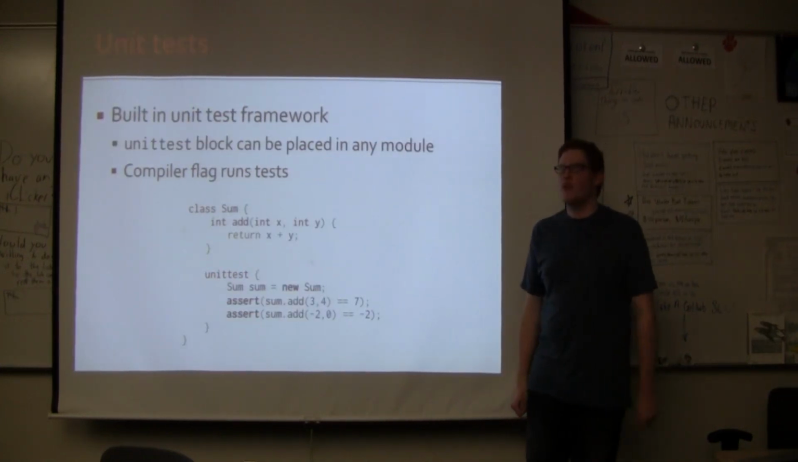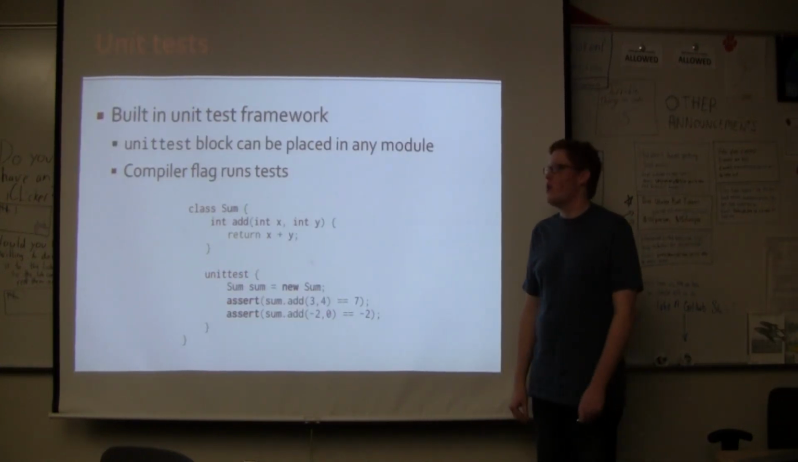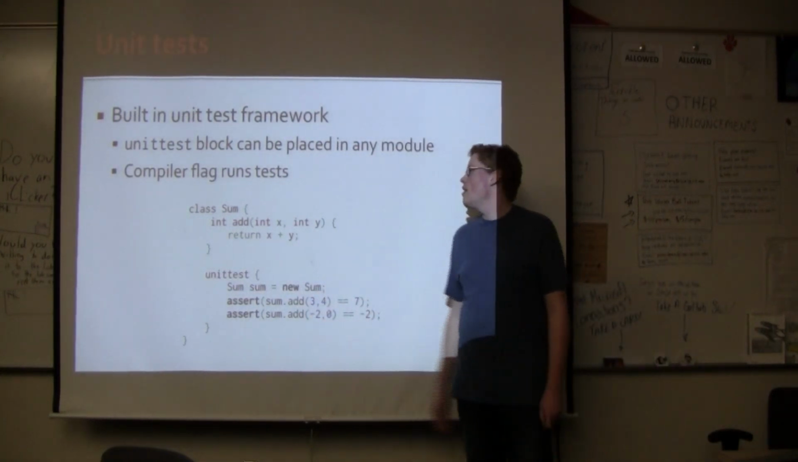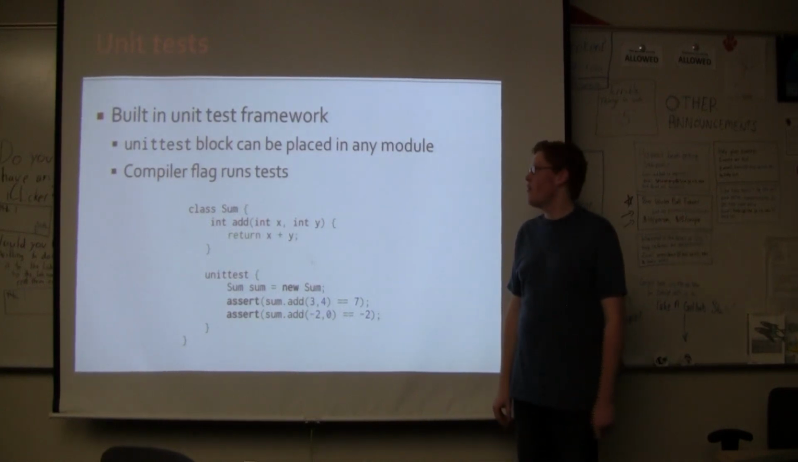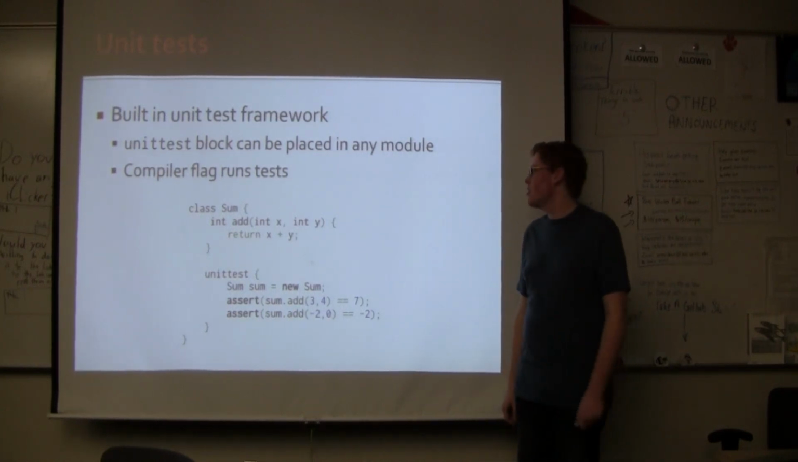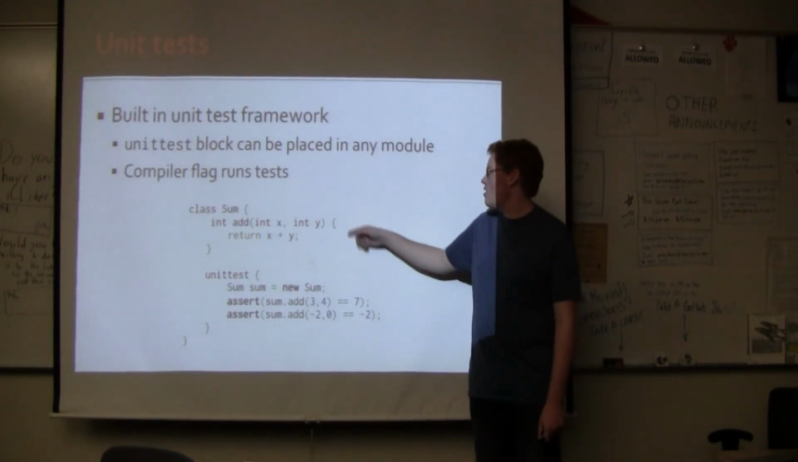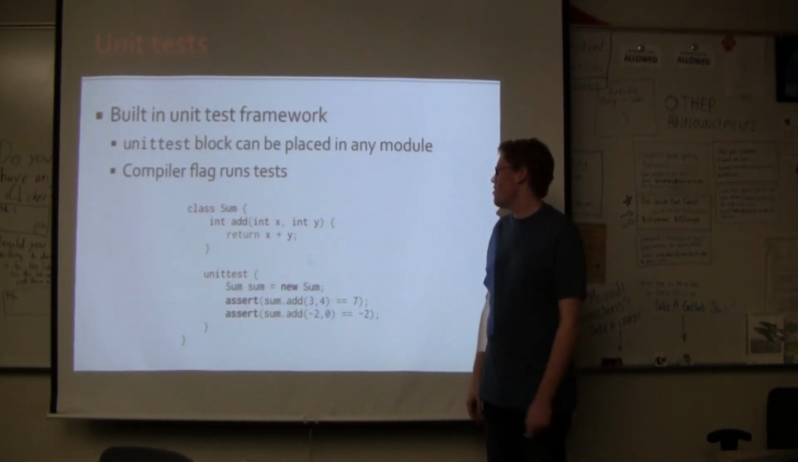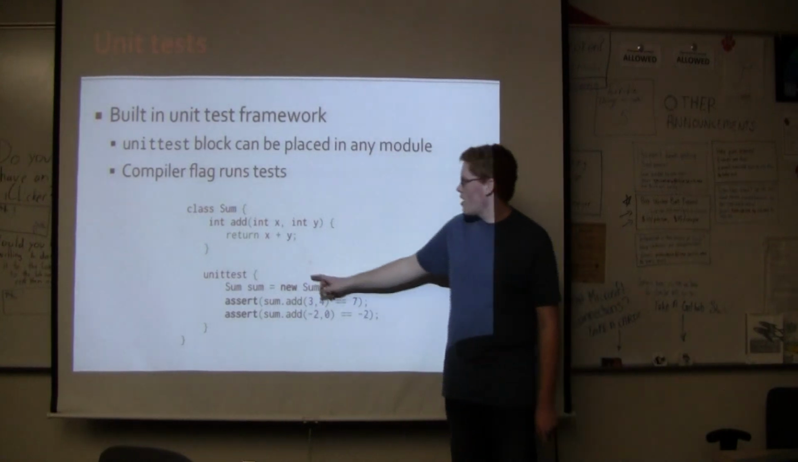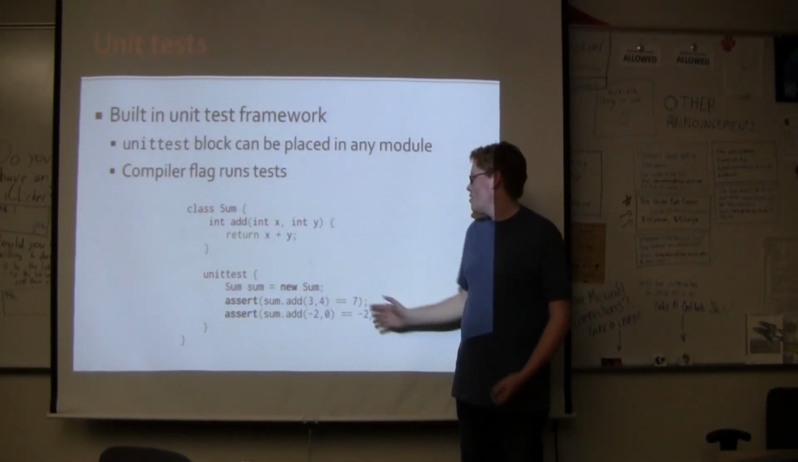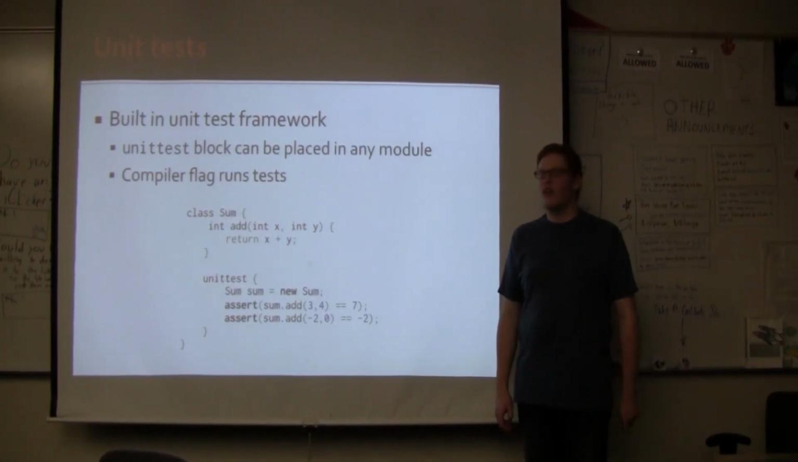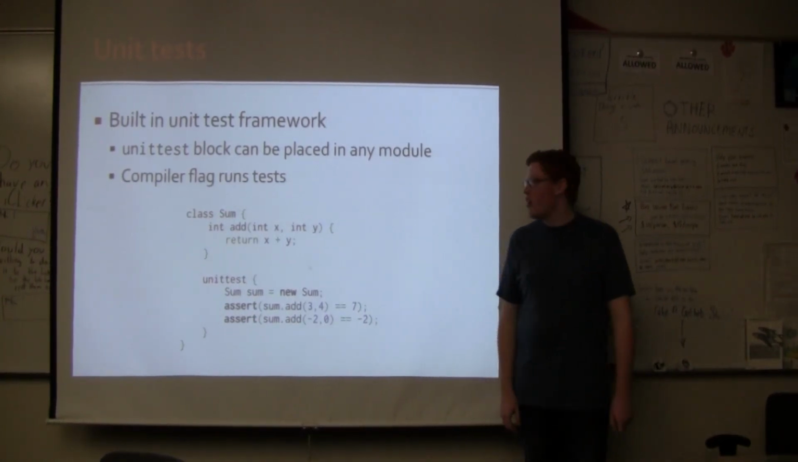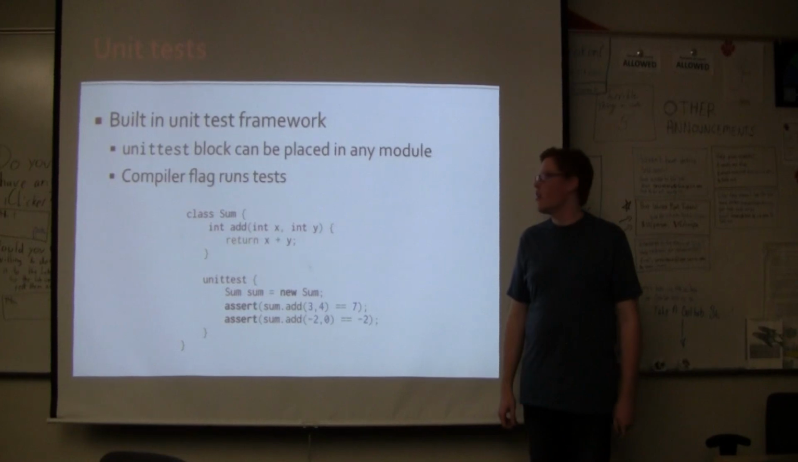D also has a built-in unit testing framework. So in any piece of code, you can write a unit test block, like one of these. And essentially, on the compiler, you can pass in a flag, and it will run all your tests. So here, this is just the basic class that has an add method that returns 2 numbers. And you can make a unit test block and run some assertions to make sure everything works. And then when you go to the command line, you can run this, and check your entire code base.